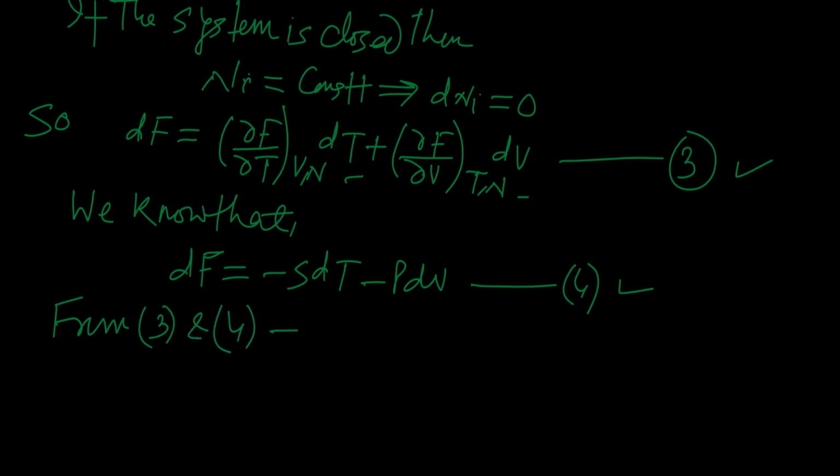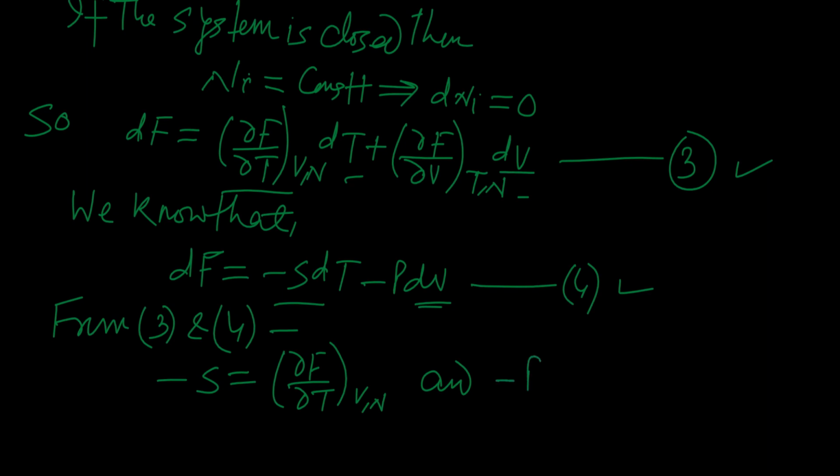Minus S will be equal to del F by del T at constant V and N. And when we compare the coefficients of dV in equations 4 and 3, we get minus P is equal to del F by del V at constant T and N. So this is equation 8.